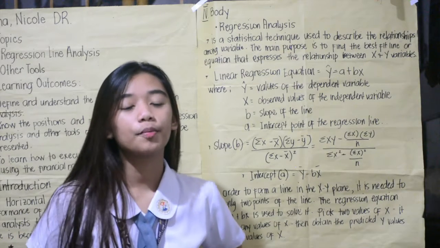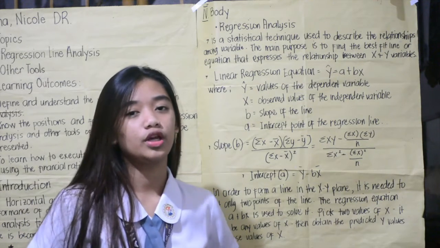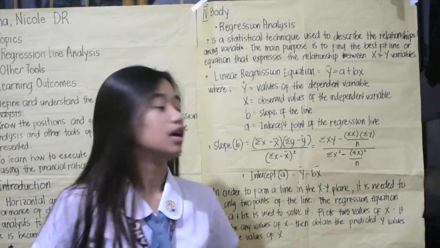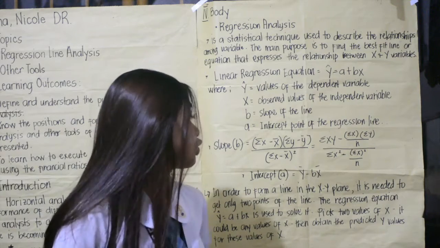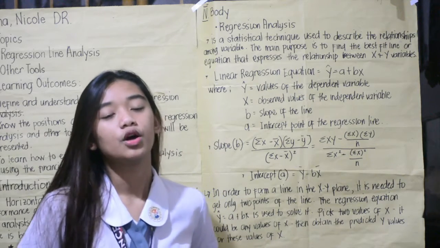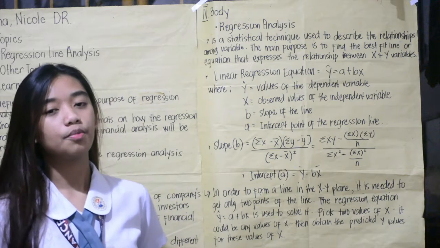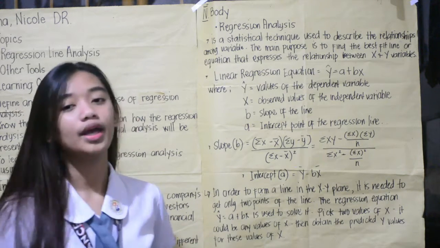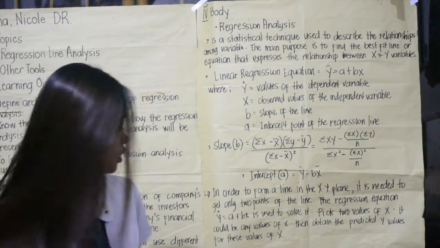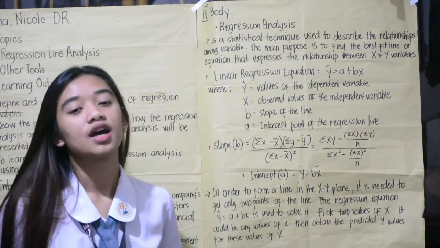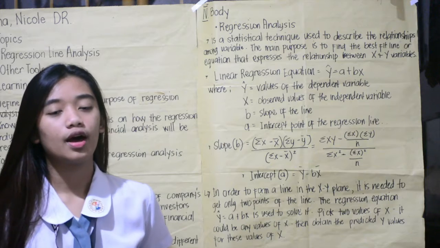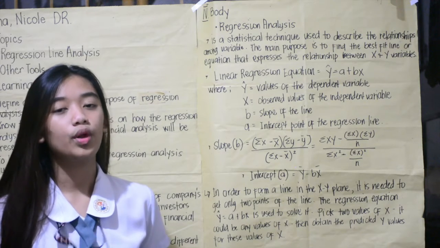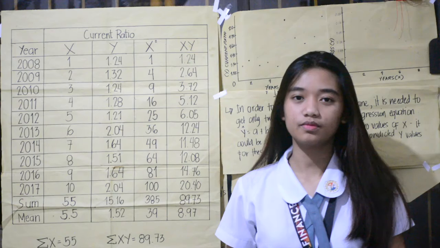In order to form a line, it is needed to get only 2 points of a line. So the regression equation is used to solve it. You have to pick two values of x. It could be any value of x, then obtain the predicted y values for these values of x. Then the combination of the x and y variables will create the trend line.